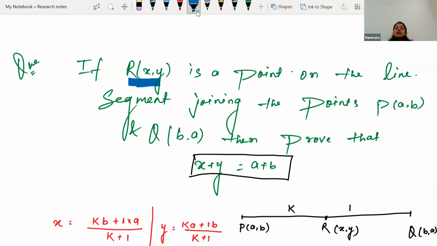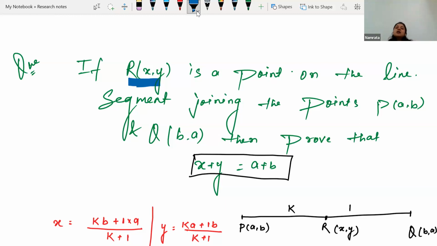We don't know what k is. k can be 1, k can be 2, k can be 3, k can be 2 is to 3 also. The value of k can be 2 by 3 also. The value of k can be any whole number, it can be any fractional number.